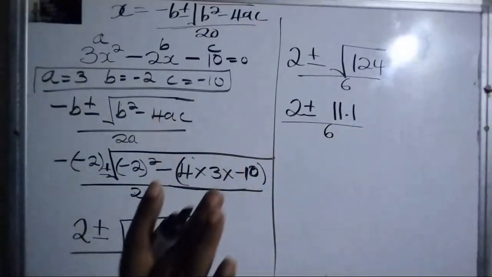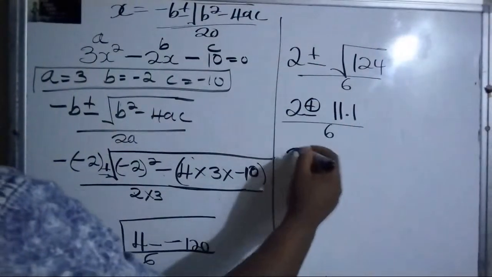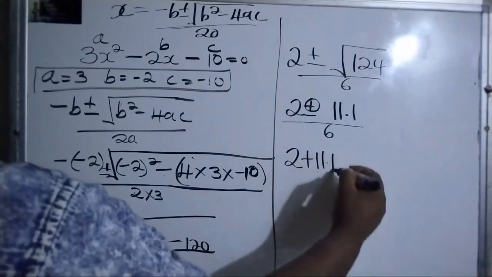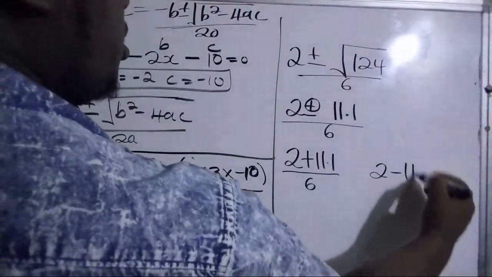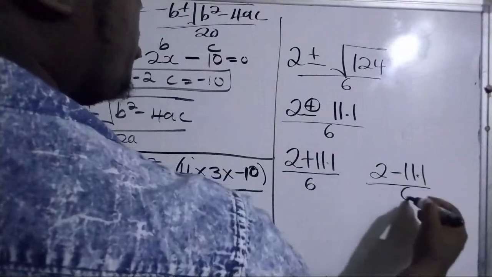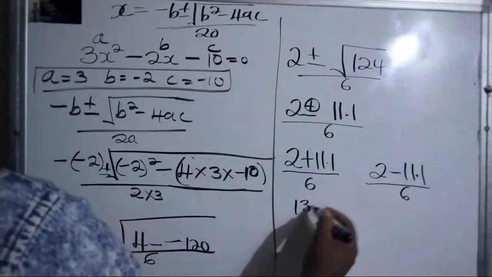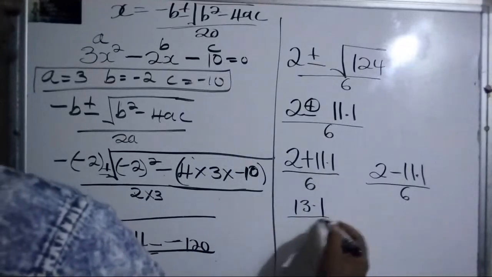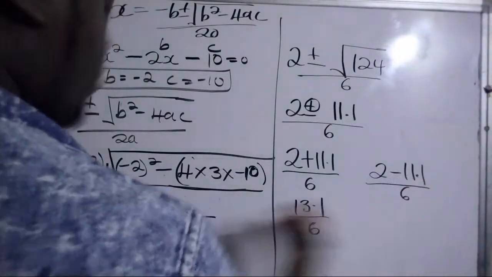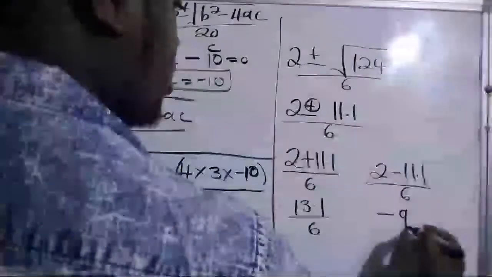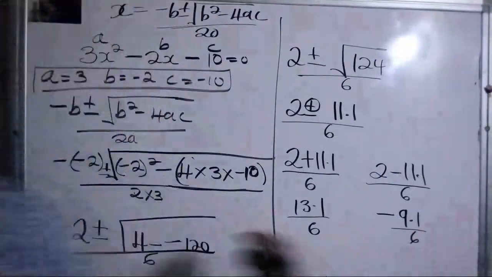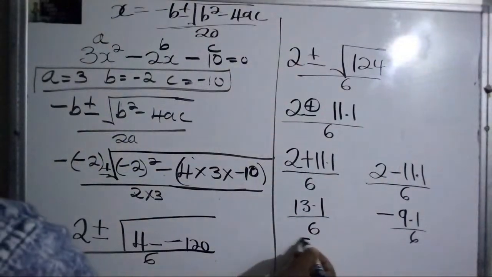So we're going to get two solutions, right? First we take the plus, so it's going to be 2 plus 11.1 divided by 6, and the next one we subtract: 2 minus 11.1 divided by 6. So this is going to give us what? 13.1 when we add them, divided by 6. And now we have 11.1 minus 2, so that gives us negative 9.1 divided by 6.